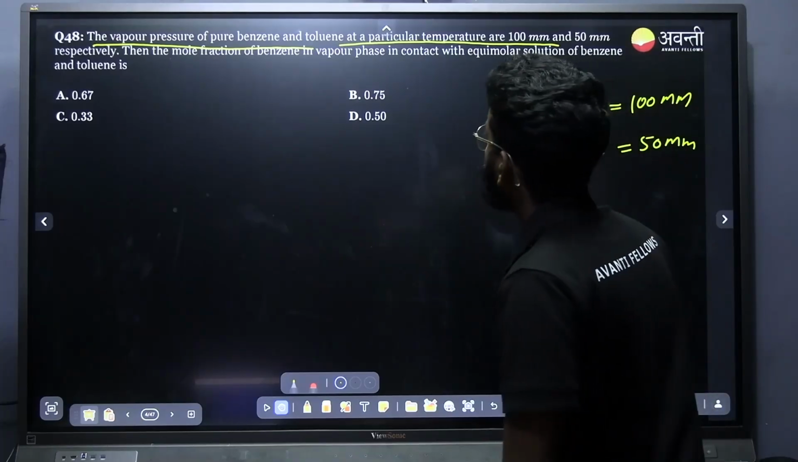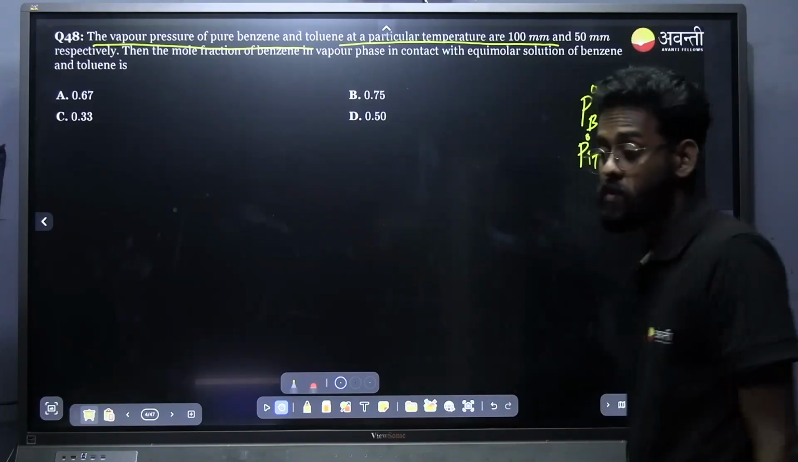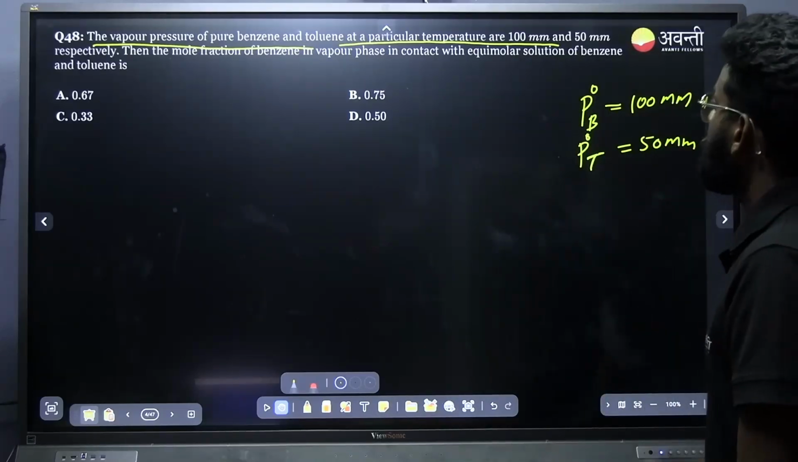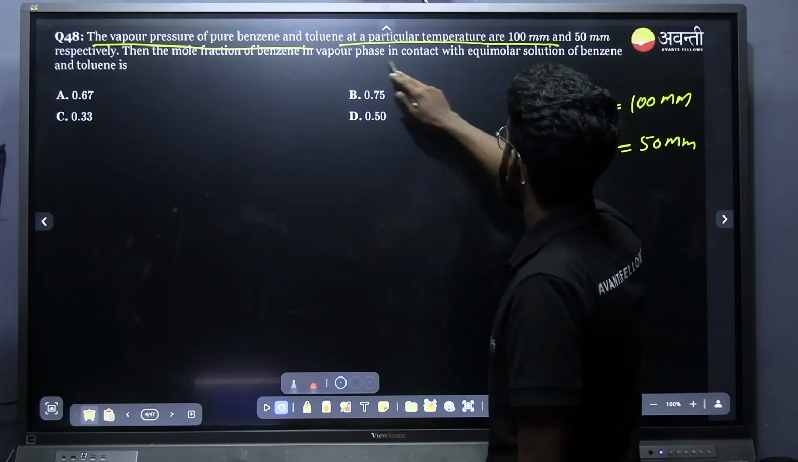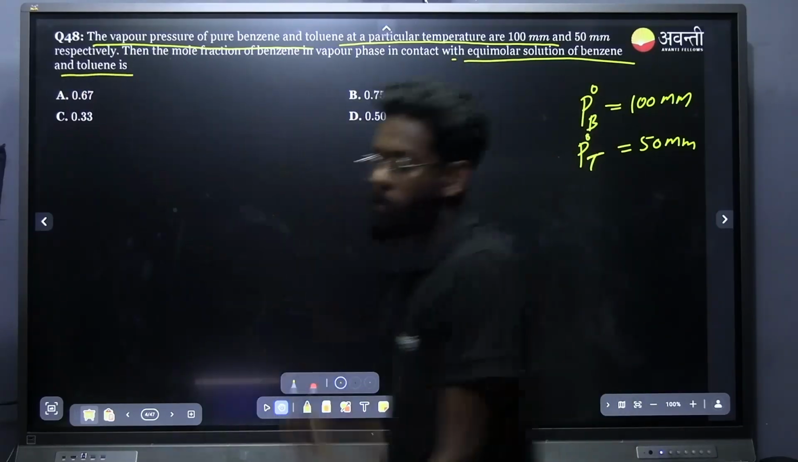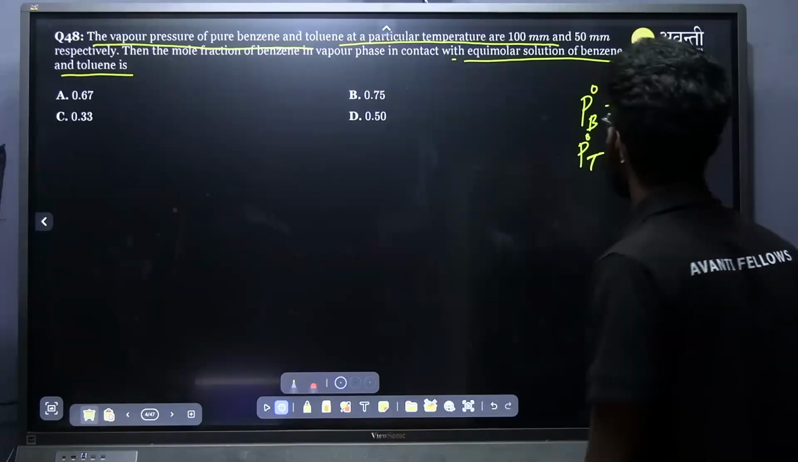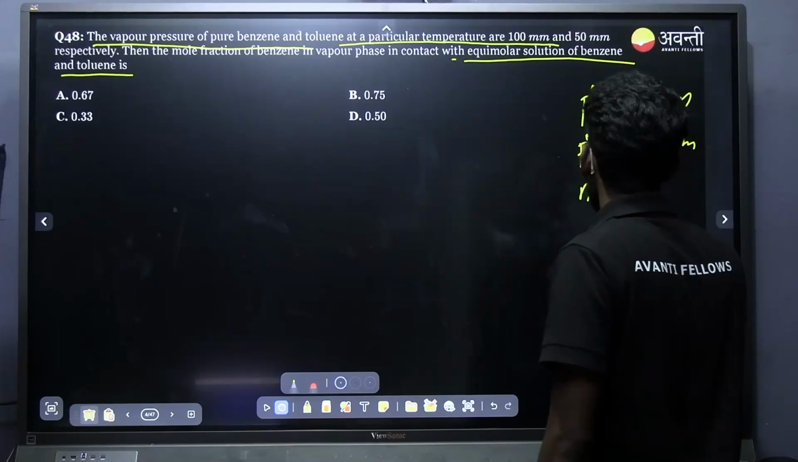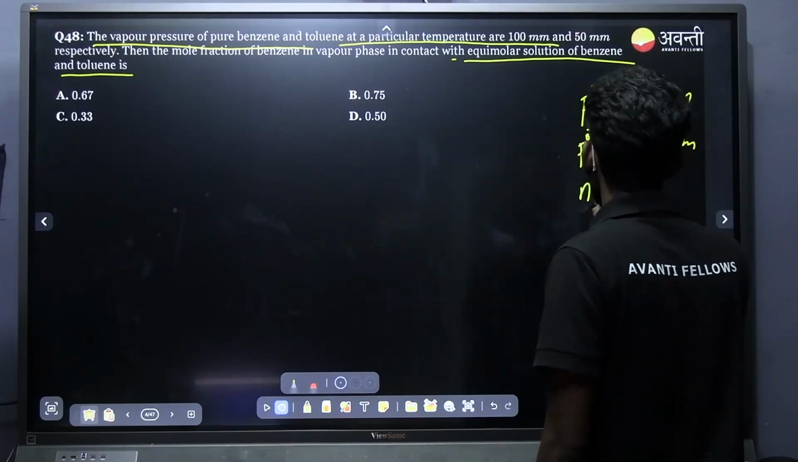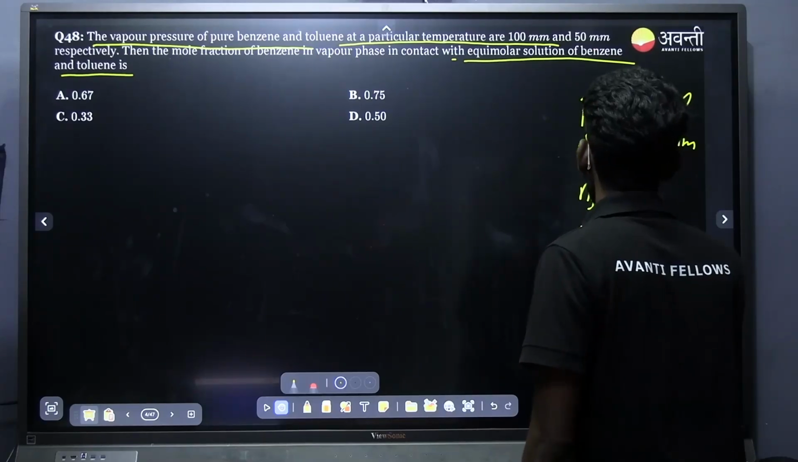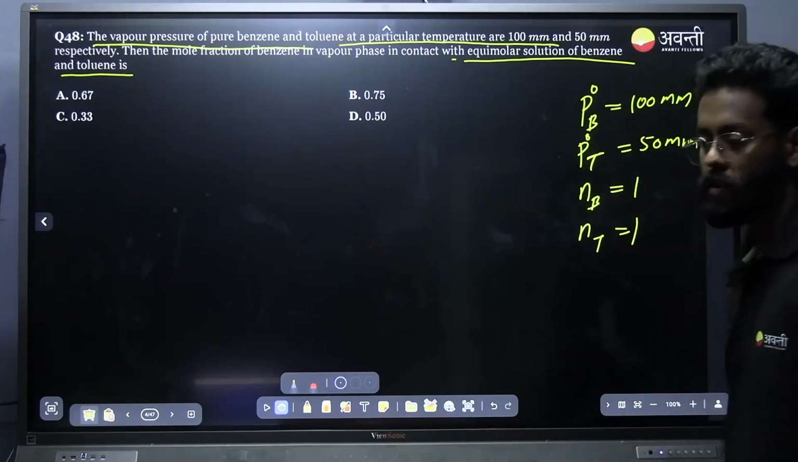Then the mole fraction of benzene in vapor phase. The question is the mole fraction of benzene in vapor phase. How can we find that out? The vapor phase is in contact with the equimolar solution of benzene and toluene. If there is an equimolar solution of benzene and toluene, what will be the number of moles of benzene and toluene? If I make the number of moles of benzene as 1, then the number of moles of toluene also will be 1. That I can take.